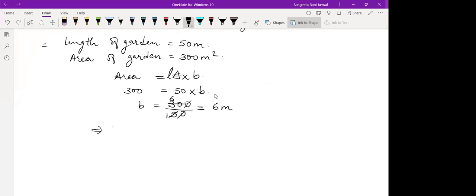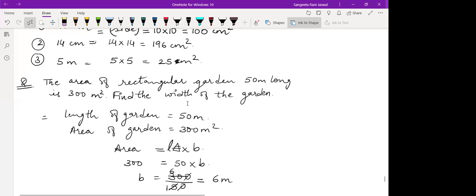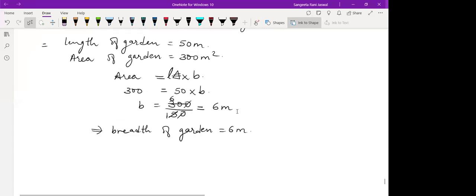This implies the breadth of the rectangle, the breadth of the garden, is 6 meters. Okay. And if you want to check your answer, what will you do? You will multiply length into breadth and check whether it is really coming out to be 300 or not. So you can even check your answer.